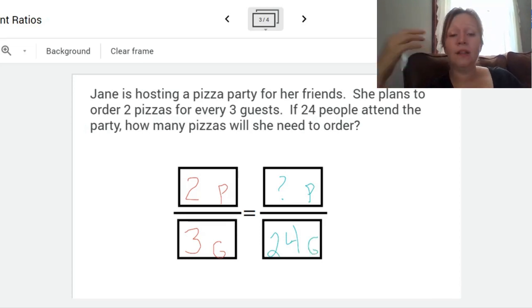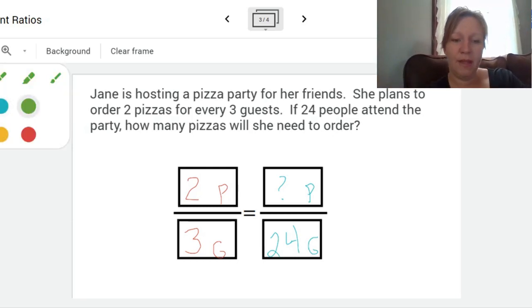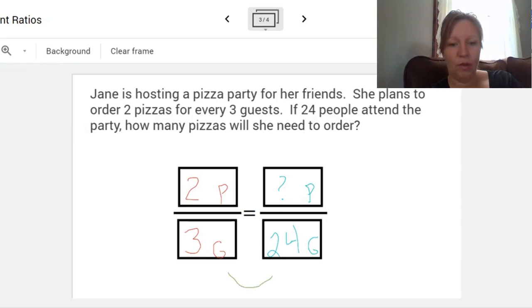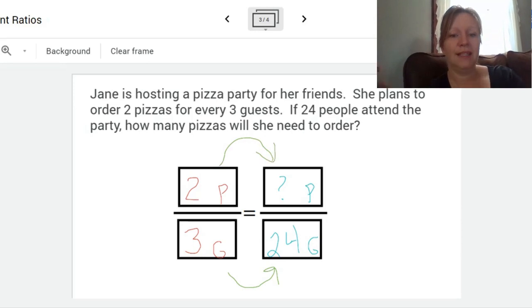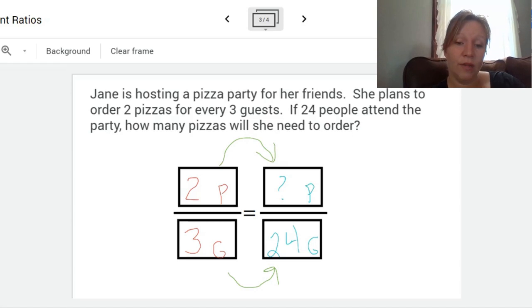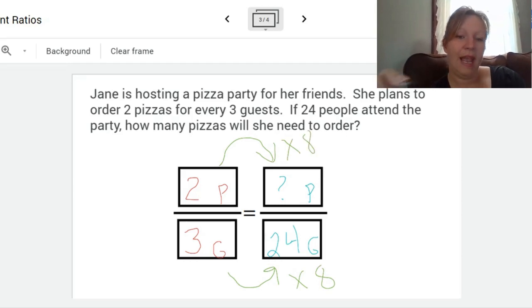So it's kind of like a puzzle. And so I need to look at the 2 pieces that I'm given horizontally, side to side. Which 2 pieces am I given? Well, I'm given the bottom 2 pieces in this case. What am I doing to 3 to get 24? That will tell me what I need to do to 2 to get my missing number. I know that I'm timesing that by 8, which means I need to times 2 by 8. And 2 times 8 is 16. So I know that Jane needs to order 16 pizzas.